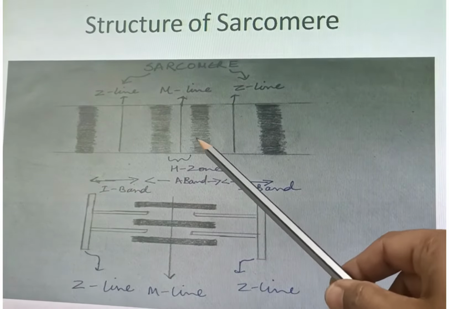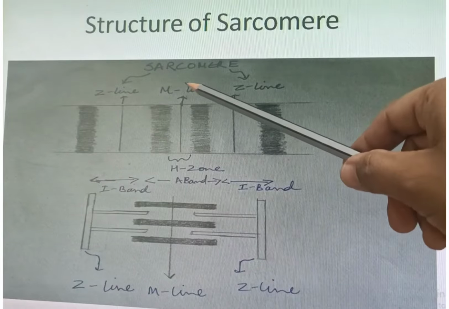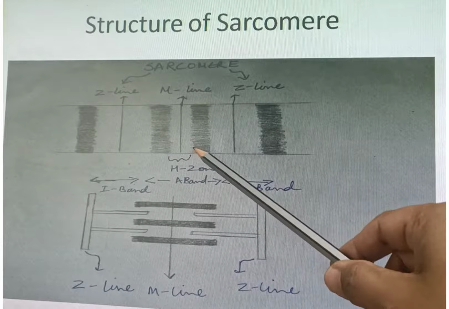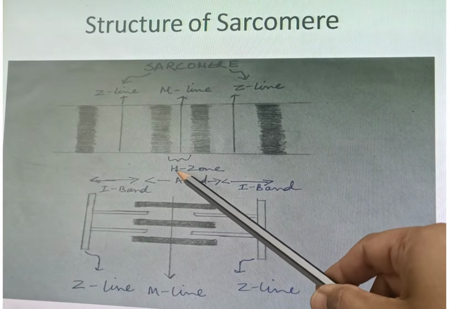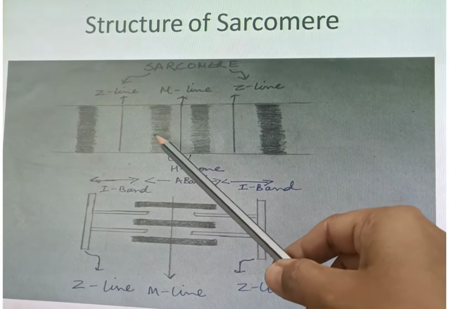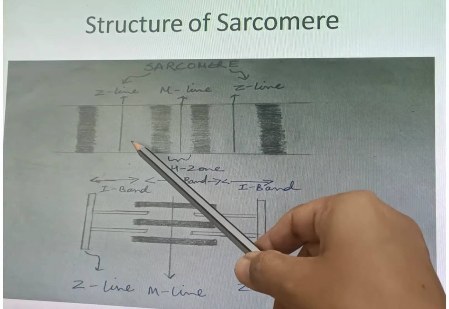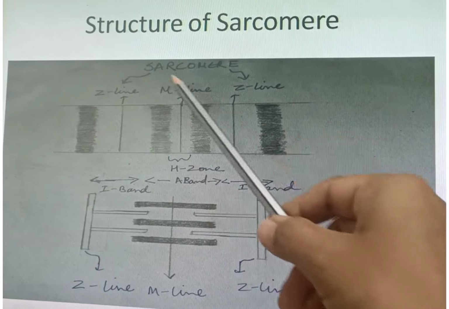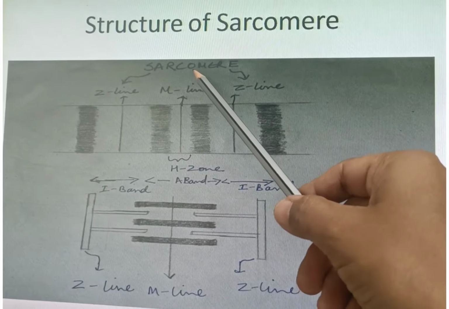Now as you can see here, these are the A bands. The A band is intersected by the M line. The side portion of the M line is known as the H zone. On the sides of the dark bands are the light bands, which are intersected by the Z line, and the portion between two Z lines is known as the sarcomere.